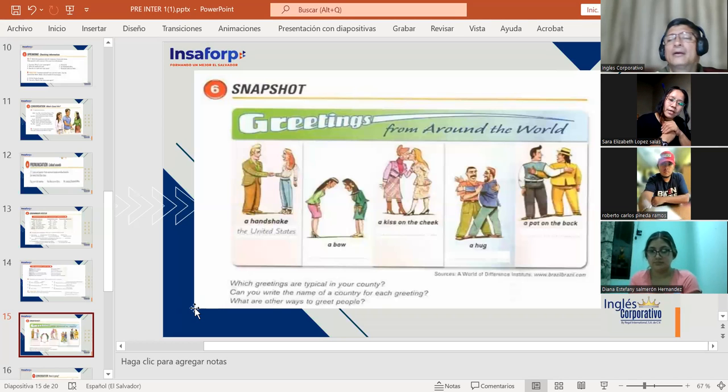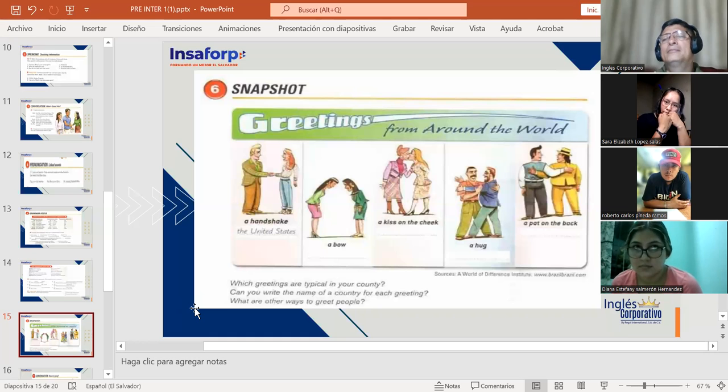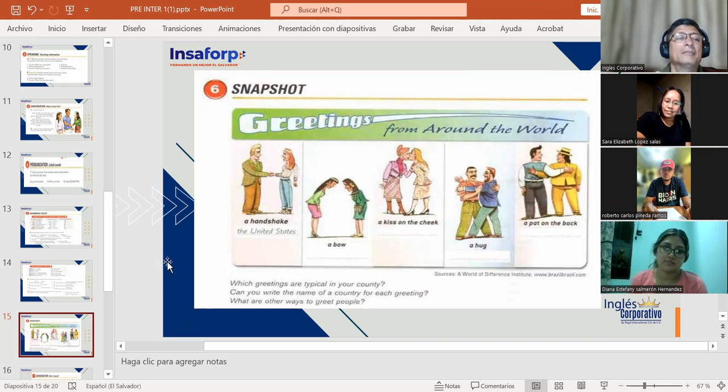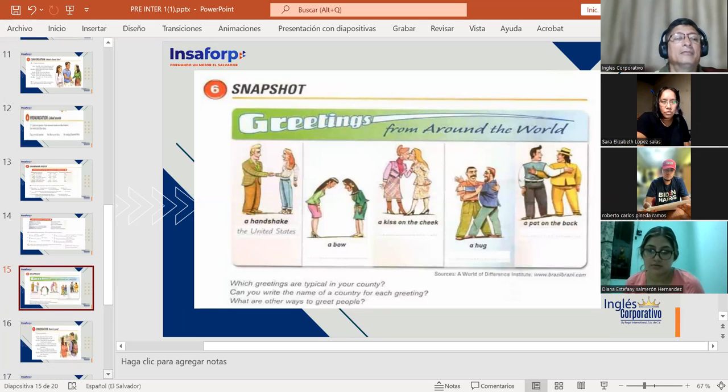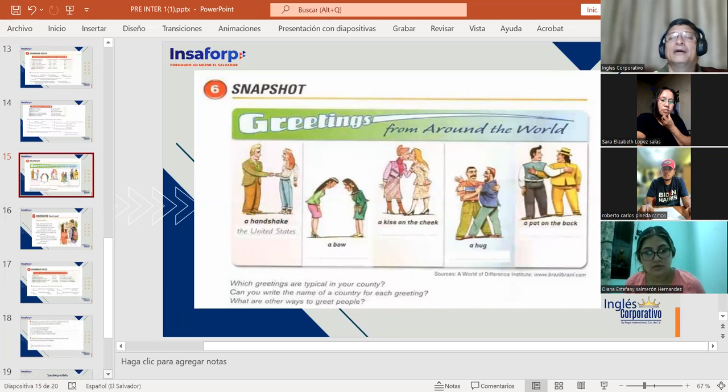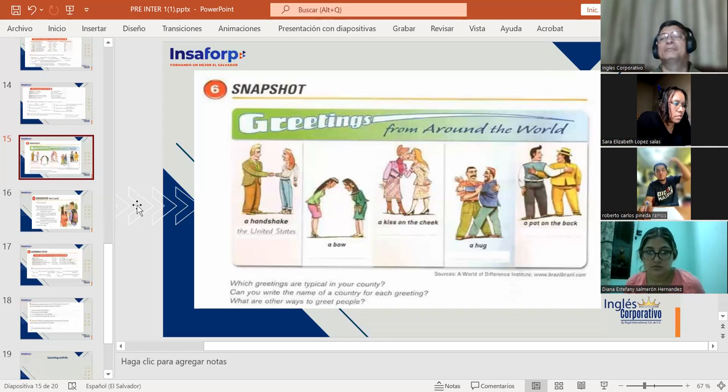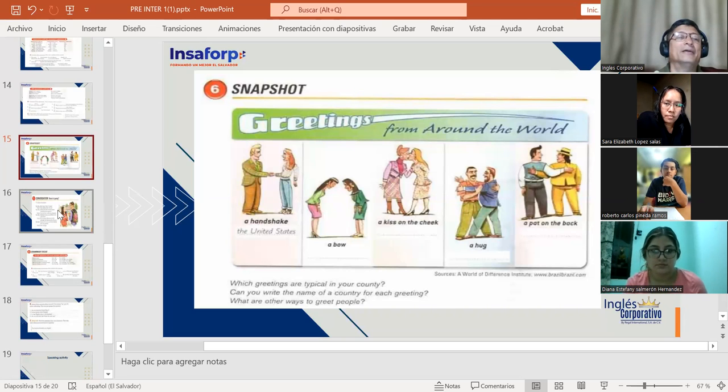How can I say chocar los puños? I guess it's like give me five. Or high five. Yeah, it's usual. It's very common here. Young and adult people, it's the same. Okay.